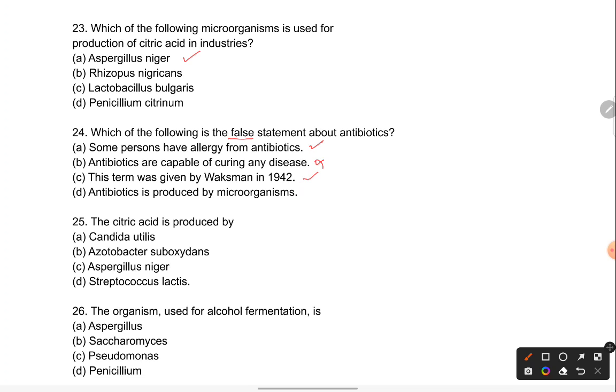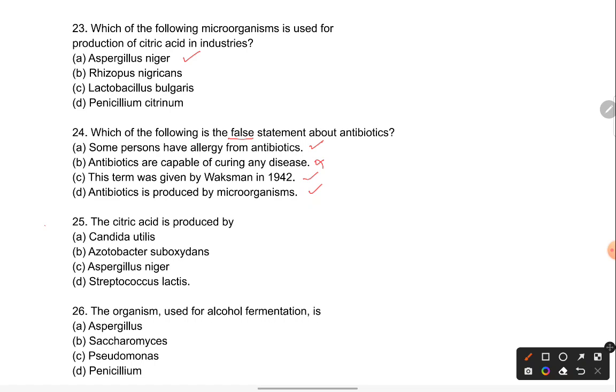Antibiotics are produced by microorganisms. Yes, and which microorganism produced the first antibiotic that was discovered? Penicillin is the first antibiotic and it is produced by a microorganism called Penicillium notatum. So these antibiotics are produced by microorganisms. That statement is also right. So the answer for the 24th question is option B.